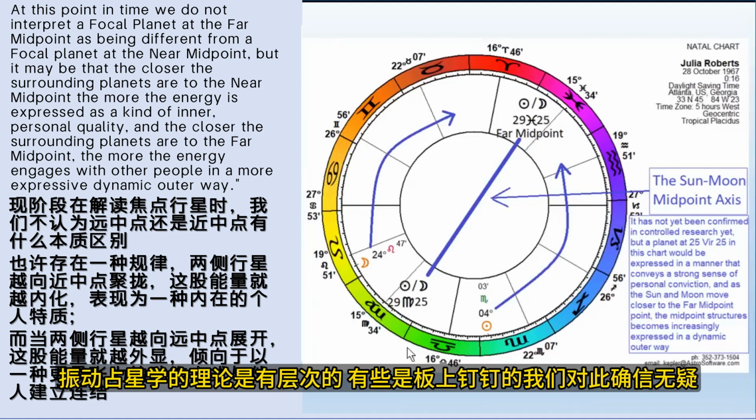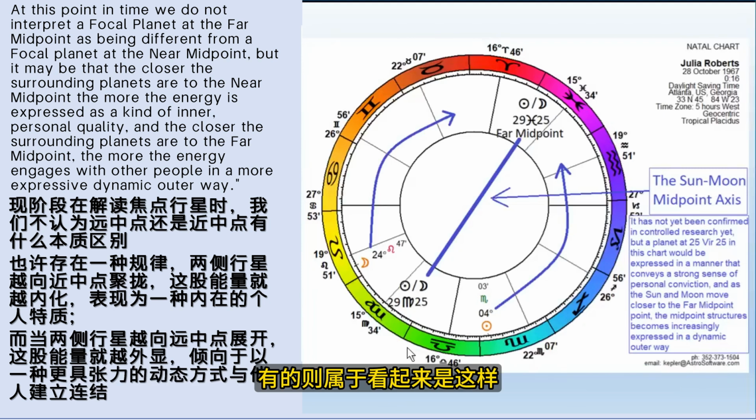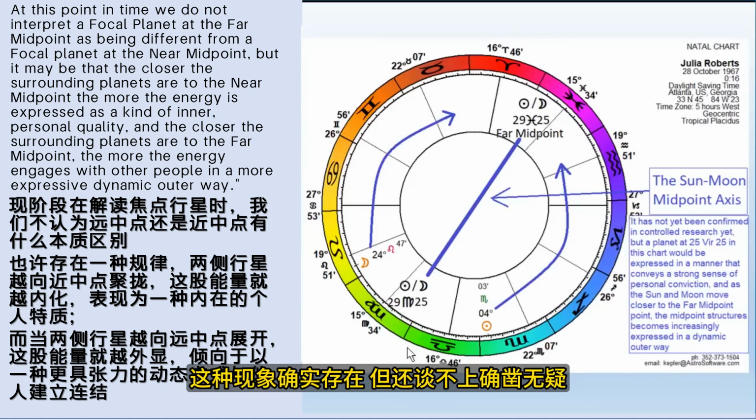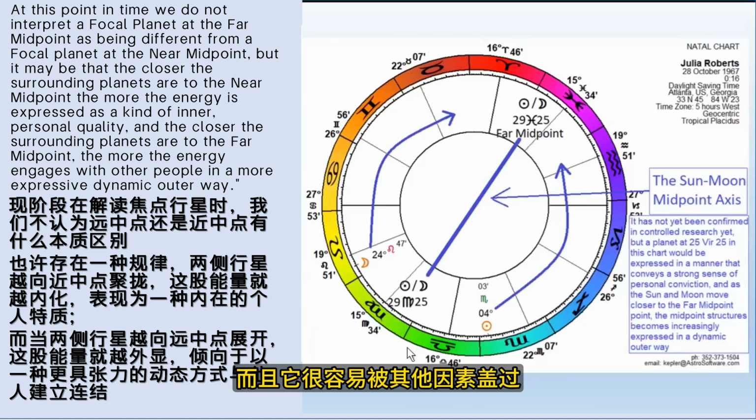Ideas in vibrational astrology vary from the rock solid, we're sure of this, to this is the way it appears to be. And the difference between a planet conjunct the midpoint and opposition, I wouldn't say it's totally vague. It seems pretty clear that that's what's going on, but it's not rock solid. And also it seems like it gets overpowered by other things. You don't want to put a huge emphasis on it. Not at this point, because it seems to be a fairly subtle distinction. So it's something to be aware of.